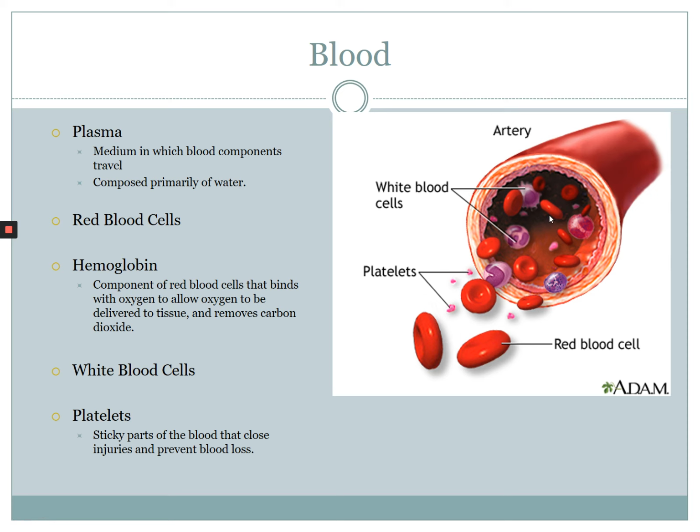Plasma makes up roughly 55% of blood volume. Plasma is comprised of mostly water and is what blood flows in. Red blood cells make up 40% of blood volume and are responsible for transporting gases.